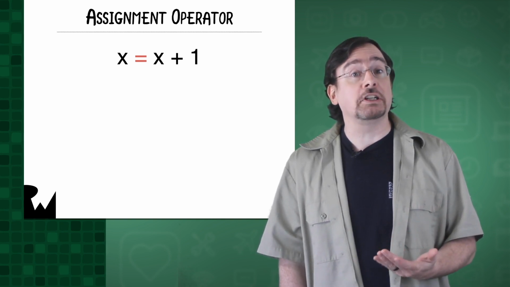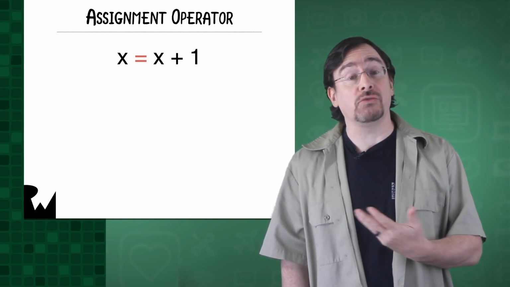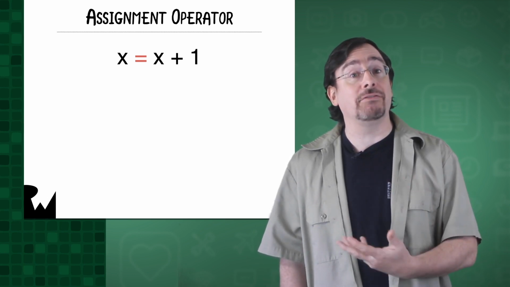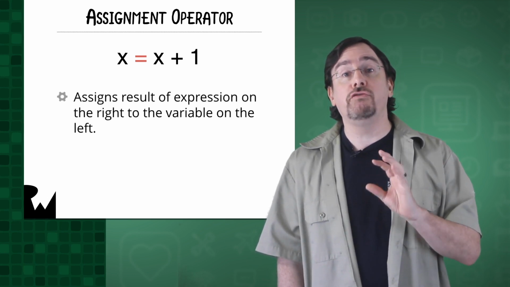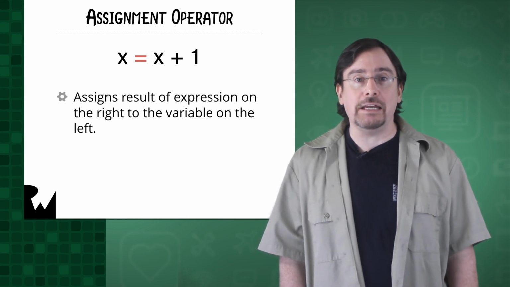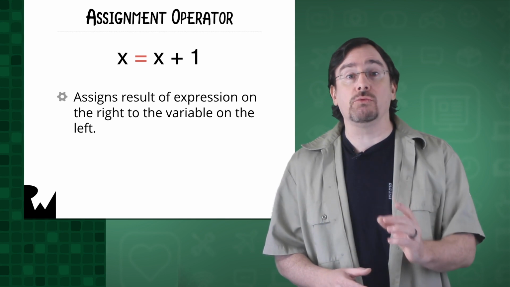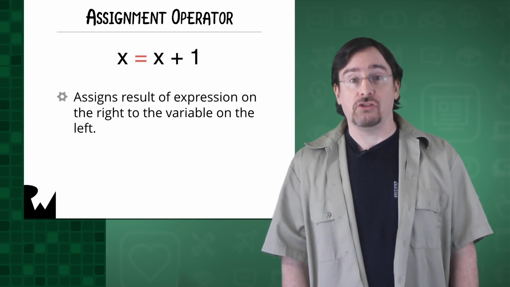Thus, you can write an expression like this: x equals x plus 1. In a mathematical perspective, this makes no sense. X can never equal itself plus 1, but if you view the equal sign as an assignment, then what we are doing is adding 1 to x and then assigning the result of that addition back to x.